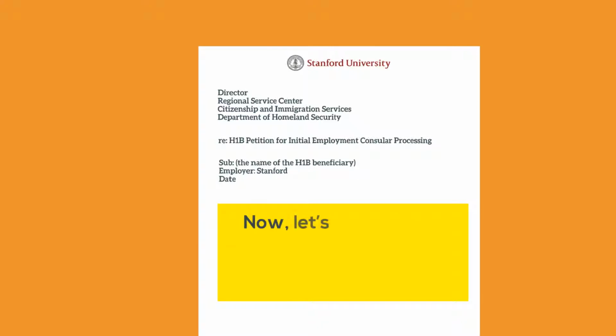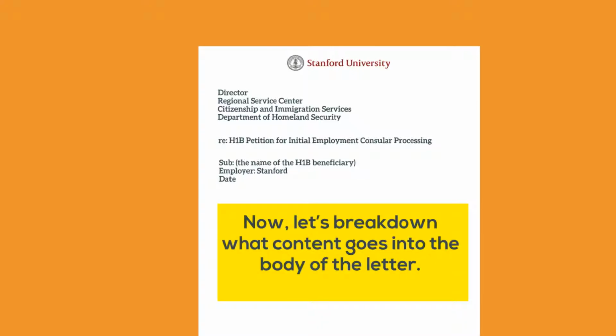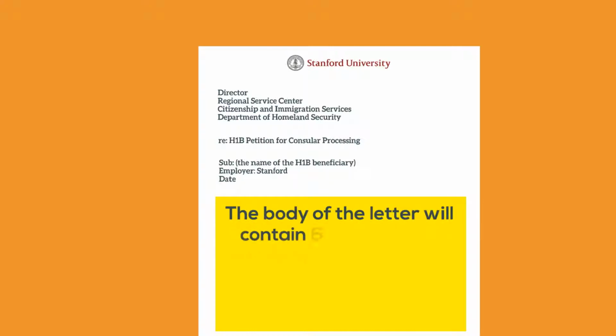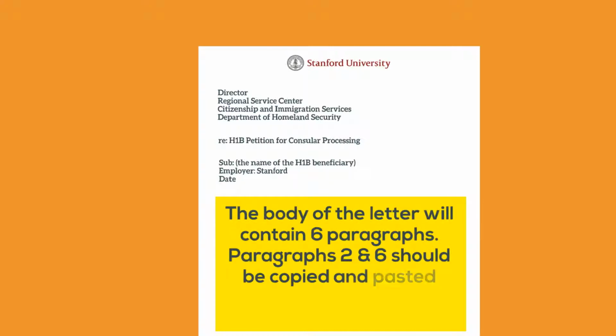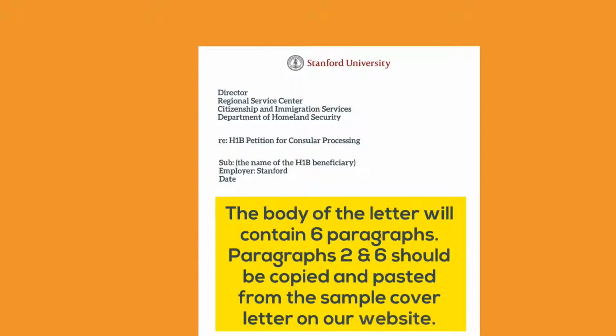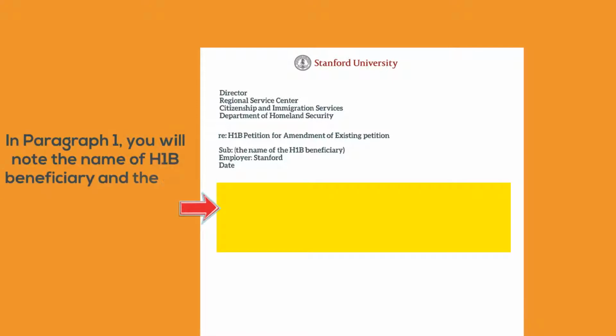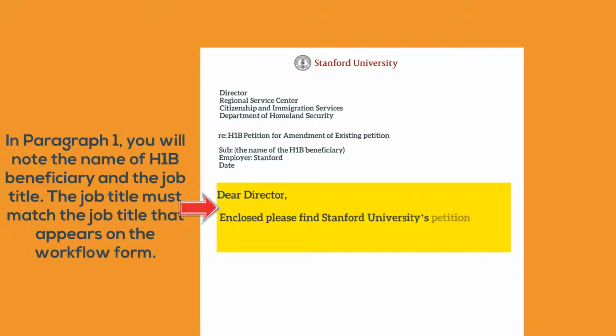Now, let's break down what content goes into the body of the letter. The body of the letter will contain 6 paragraphs. Paragraphs 2 and 6 should be copied and pasted from the sample cover letter on our website. The other paragraphs in the sample cover letter provide instructions concerning what should be noted in those particular paragraphs. In paragraph 1, you will note the name of the H-1B beneficiary and the job title. The job title must match the job title that appears on the workflow form.